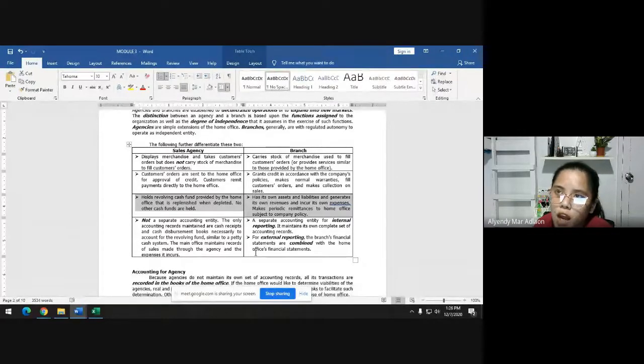So, independent sila when it comes to operation, pero dili po siya absolute independence. No? And then, naga periodic remittances sila. Okay, depends upon the company policy.